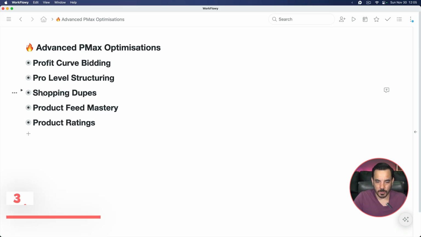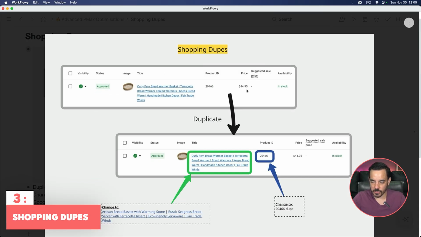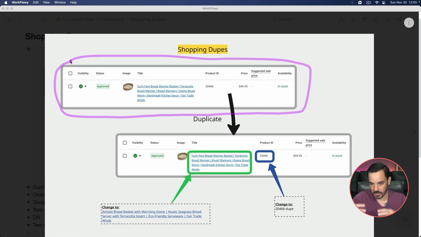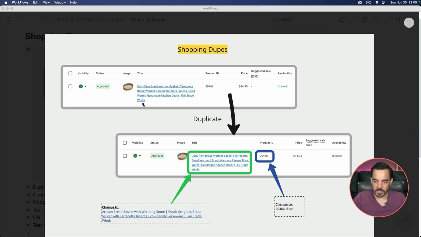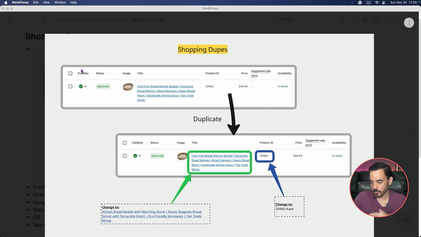All right, guys, next up, let's talk about shopping dupes. So shopping dupes, what does that mean? Imagine you've got your product here in Google Merchant Center. All your products are nice and listed in Google Merchant Center, and hopefully you've got nicely optimized product titles in there. Shopping dupes is where we take individual products, a group of products, or all the products, or maybe just the top selling products, and then you duplicate those products within your product feeds.